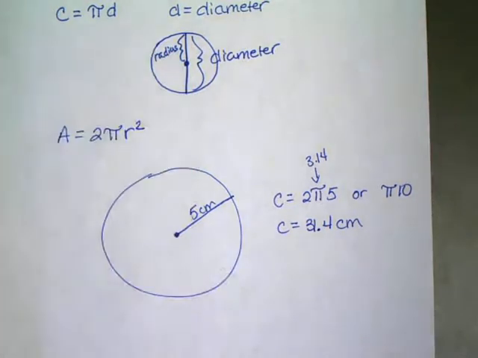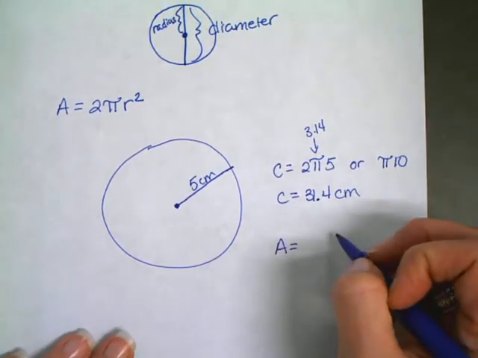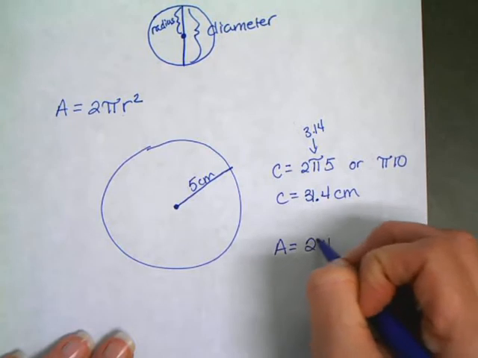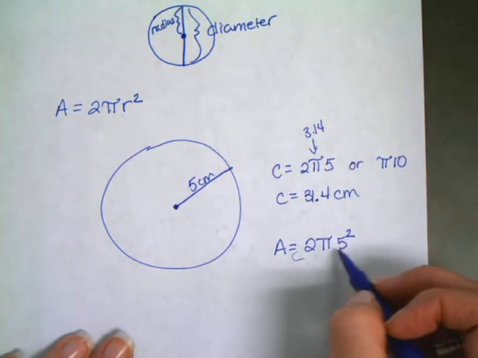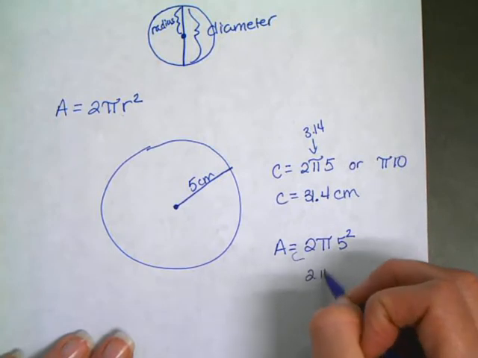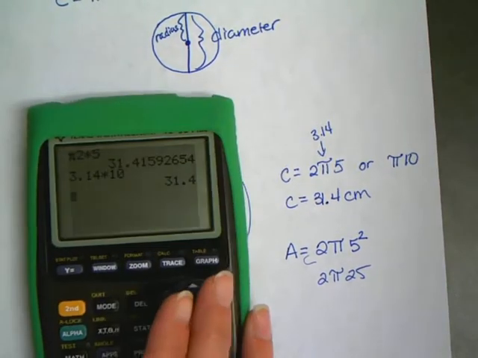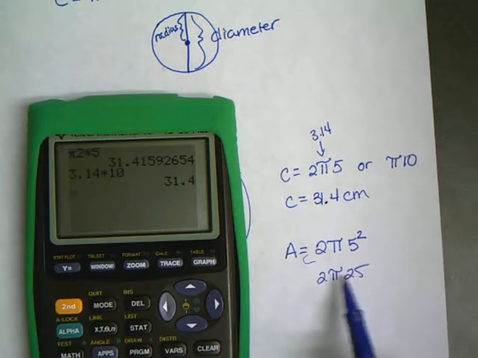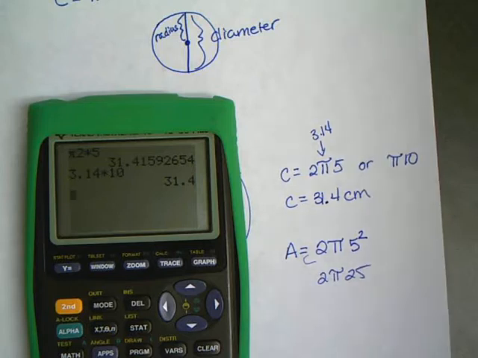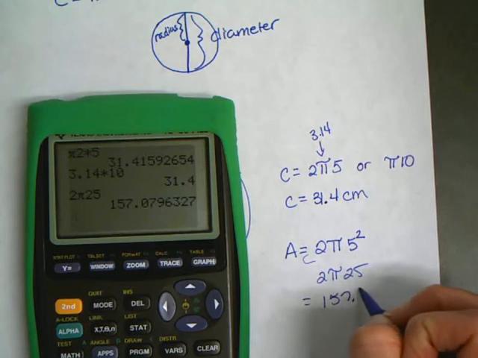Now, if we want to find the area of this circle, area is pi r squared. So pi times r, which is 5, and I'm squaring it. Now I'm going to go ahead and put this in as 2 pi 25 to make it more simple. And I can put it in just like that because the pi symbol is just like a variable, where it knows it's being multiplied with these numbers if there's no symbol in there. So I'm going to type in 2 pi 25, and I get 157.1 if I round that to the tenths place.